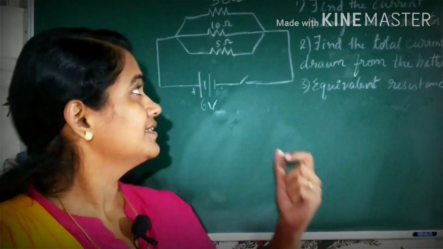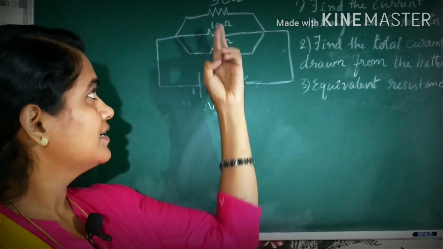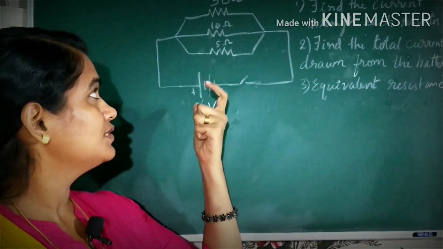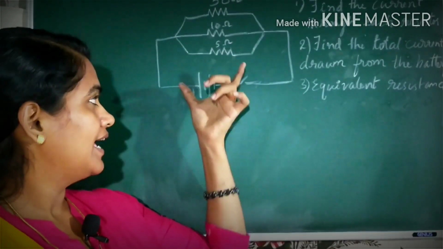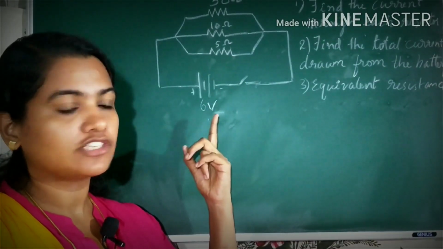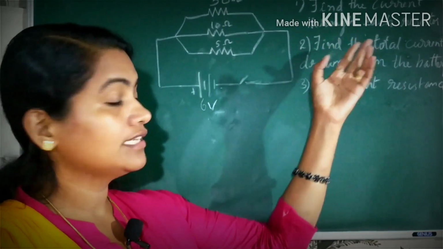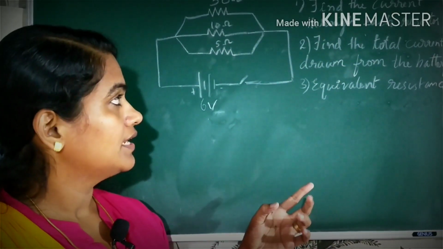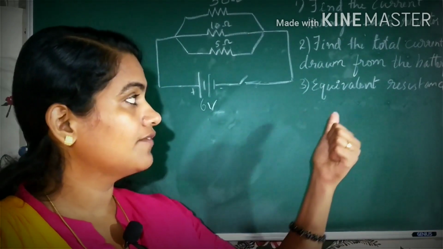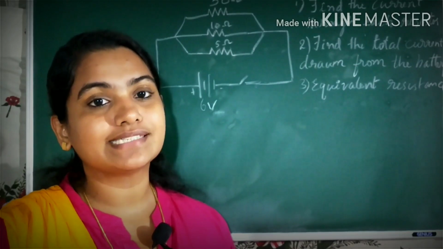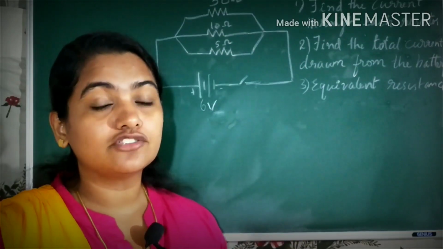See the next question. Here we have a circuit. In this circuit we can see that 3 resistors of values 30 ohm, 10 ohm and 5 ohm are connected in parallel, and a source voltage of 6 volt potential difference is given. The questions are: find the current through each resistor; find the total current drawn from the battery; and find the effective or equivalent resistance in the circuit. So take the first question, find the current through each resistor.